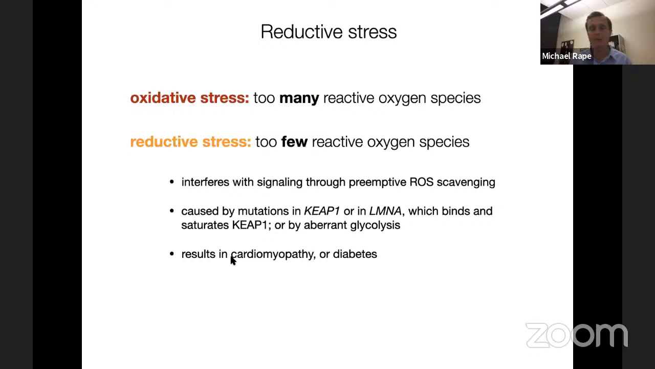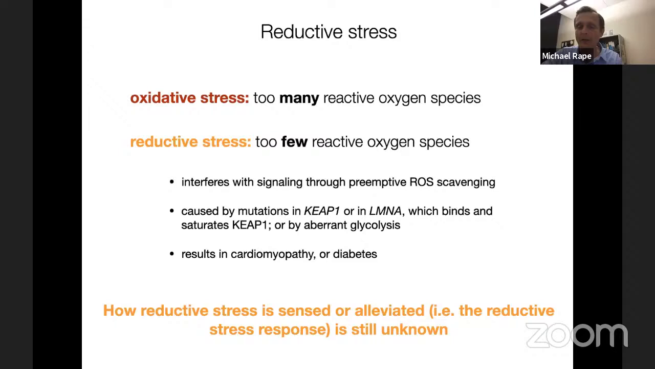And if this is unmitigated, it's not only leading to cancer. Actually, mutations in KEAP1 are the leading cause of lung adenocarcinoma, one of the worst lung cancers, but it can also lead to cardiomyopathy or diabetes. So reductive stress is pretty bad. Yet still we didn't know how the cells could deal with it. Basically, what is the reductive stress response? How can you detect and alleviate this was unclear.